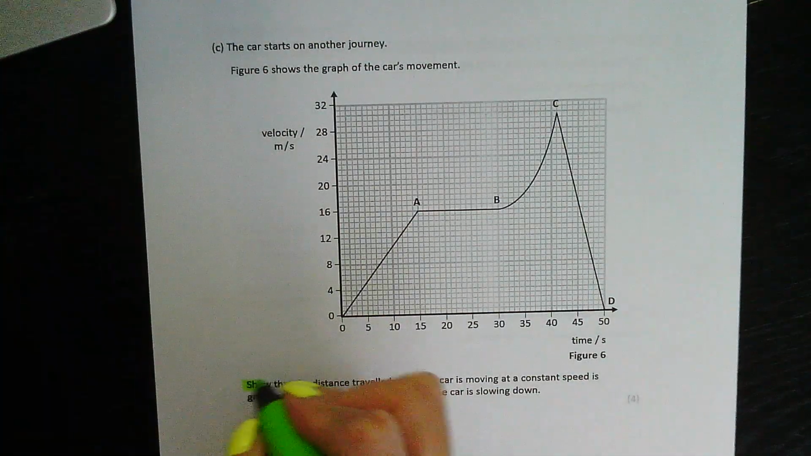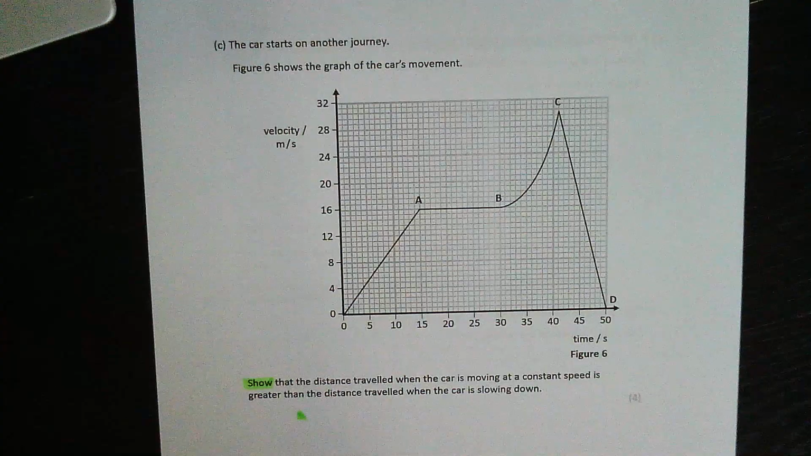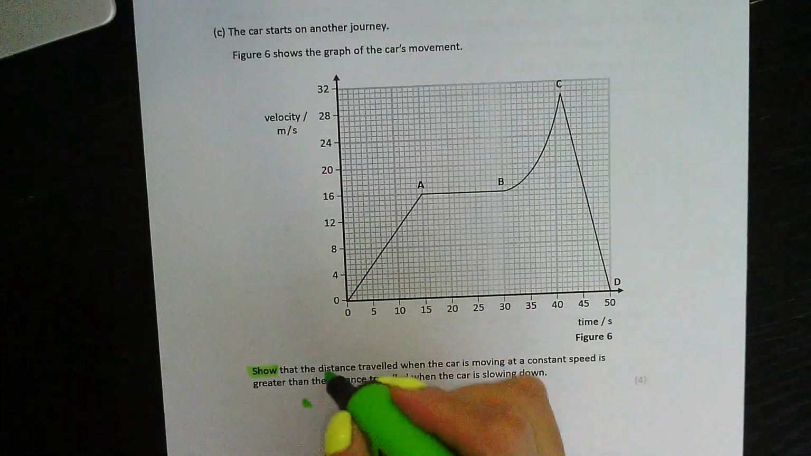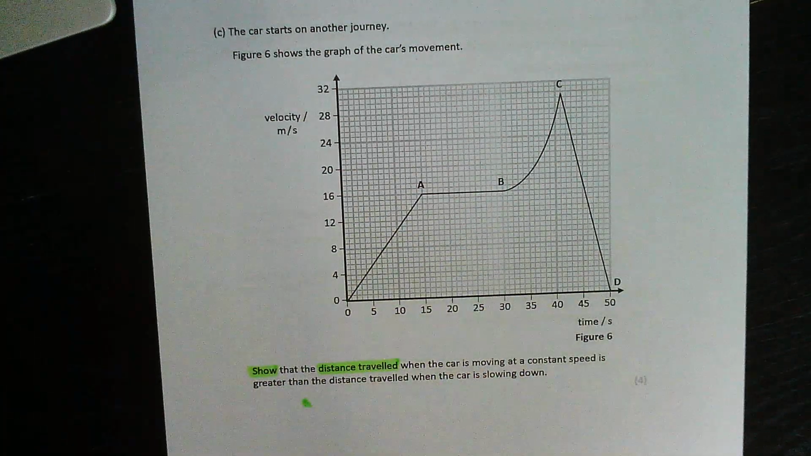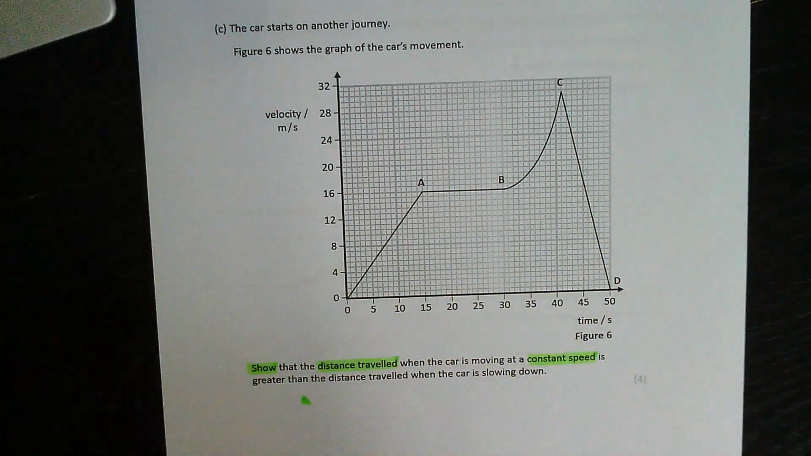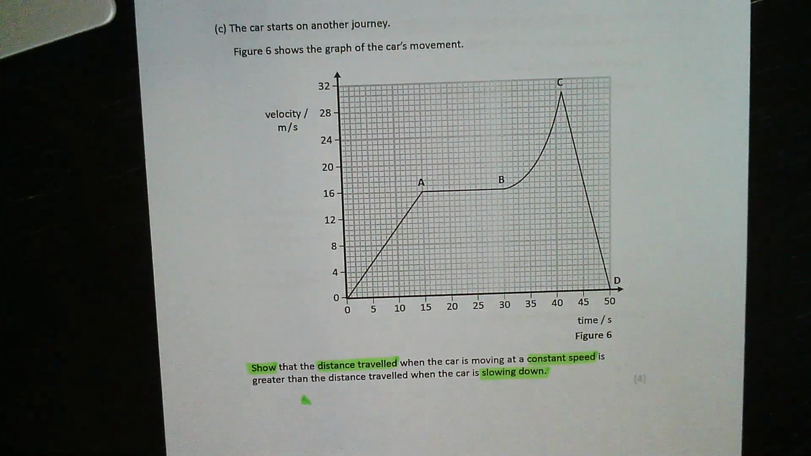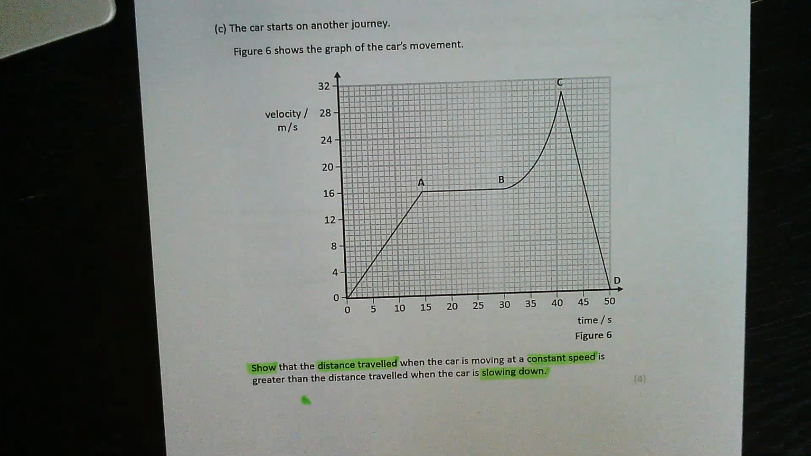Okay, so here where it says show, it just wants us to calculate to prove that point. And we are calculating the distance travelled. And we need to find out when it's moving at a constant speed and also when it's slowing down. So let's take a look at the graph and then pull out the information that we need.